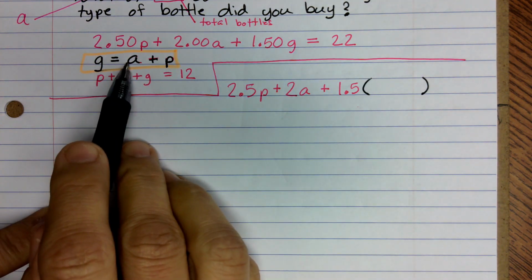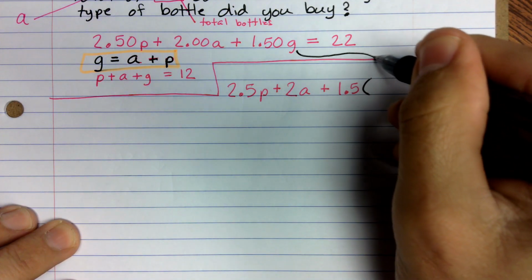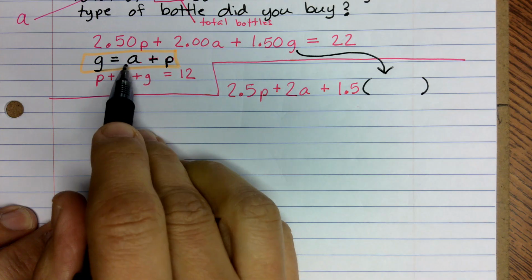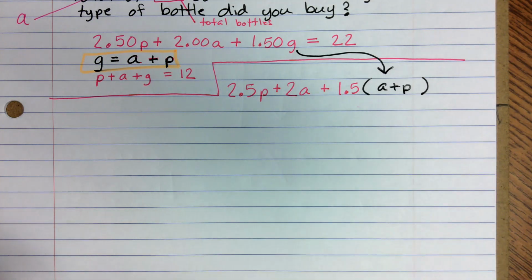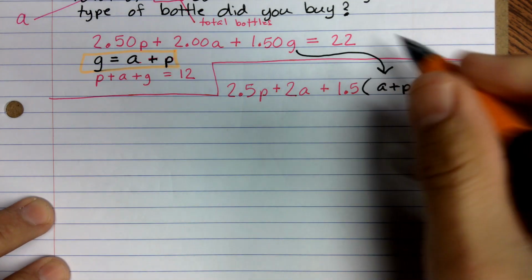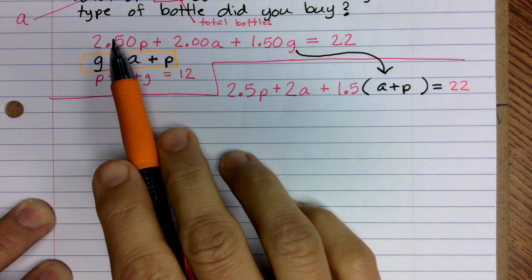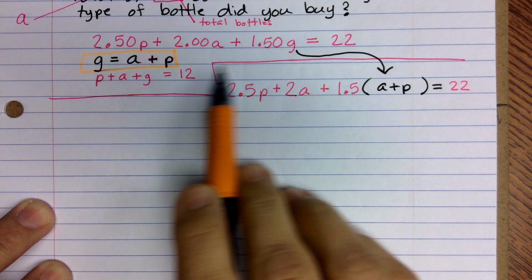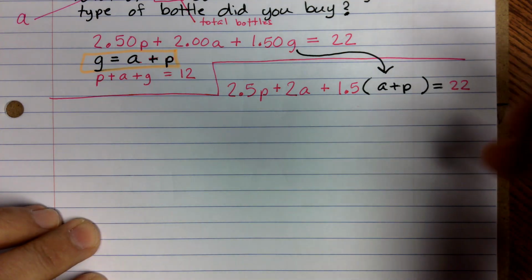Now we got G is equal to A plus P. So what I want you to see is this G right here. Instead of writing a G, I'm just going to put what it's equal to, which is A plus P. And then that's going to be equal to 22. So we have now filled this out. We just have this equation written with G substituted for A plus P. And now we're going to solve this.